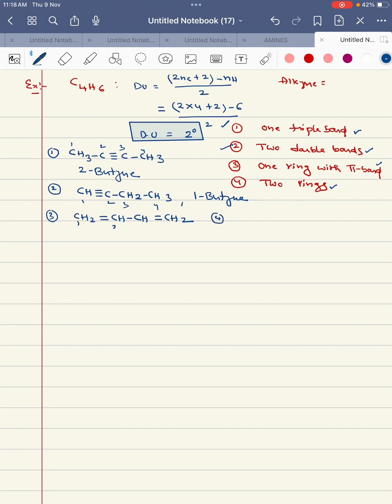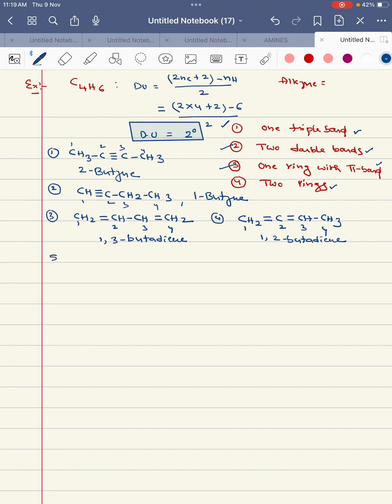And the next one, the fourth one, see that, 1, 2, 3, 4. The double bonds are located at the first carbon atom as well as the third carbon atom. Now I am going to keep the two double bonds on adjacent positions of the carbon. It is also possible, students. Now this is called 1,3-butadiene. Now this is called 1,2-butadiene. Di means 2, two double bonds.